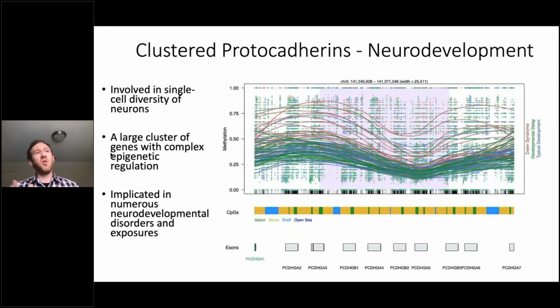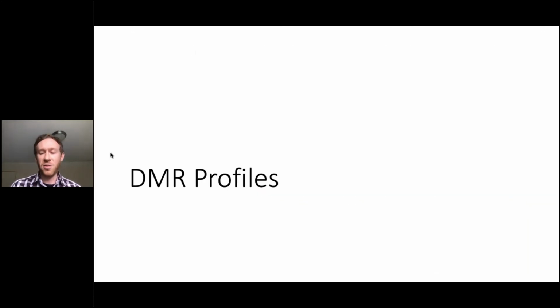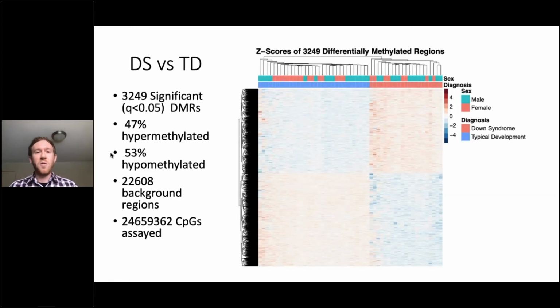Next, we zoomed in even more and really started to focus in on the smaller scale DMR profiles. Over here, you can see a heat map of the hierarchical clustering of the Down syndrome versus typical development contrast DMRs. We see that we have over 3,000 significant DMRs. 47% of them are hypermethylated, 53% hypomethylated. So even though we saw this genome-wide hypomethylation, it's still a relatively even split between hypermethylated and hypomethylated DMRs.